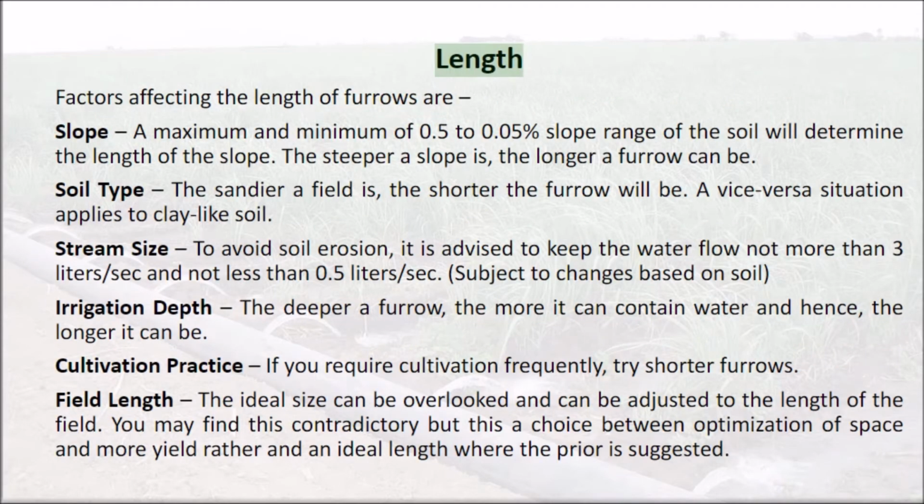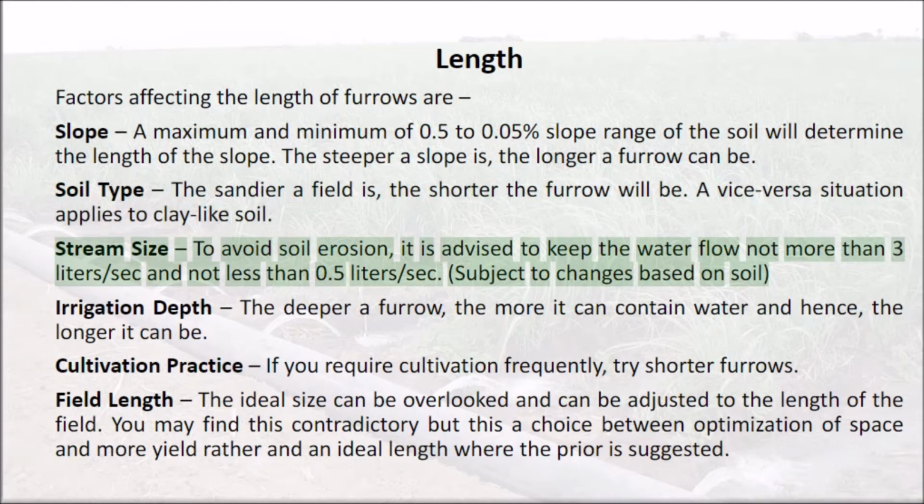Length. Factors affecting the length of furrows are: slope. A maximum and minimum of 0.5 to 0.05% slope range of the soil will determine the length of the furrow. The steeper a slope is, the longer a furrow can be. Soil type. The sandier a field is, the shorter the furrow will be. A vice versa situation applies to clay-like soil.